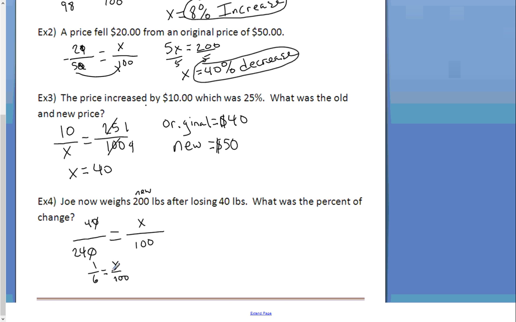And real quick, you get 1 times 100 equals 6 times x. So you get 6x equals 100. Divide by 6, divide by 6. When you divide that by 6, you get basically 1/6, which I believe is 16.6 repeating. So we'll call that 17%. Okay? 17% what? Increase or decrease? He lost 40 pounds, so that's a decrease.